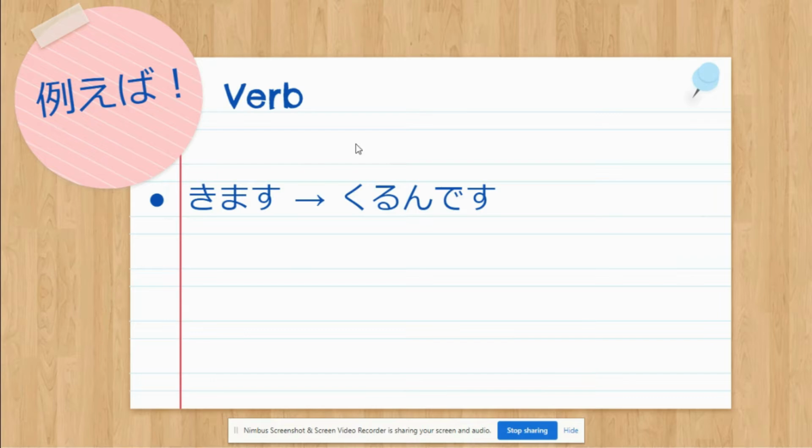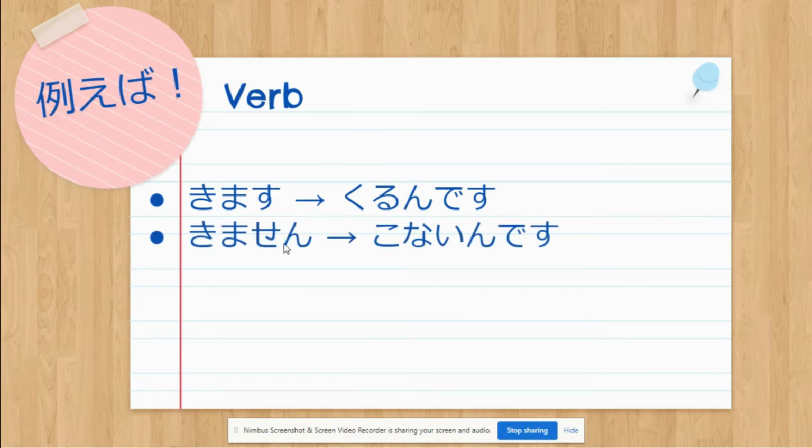Kimasu, kurun desu. So the plain form of kimasu is the dictionary form, which is kuru, and you just have to add en desu. It now becomes kurun desu. Kimasen, that is the negative form. The plain form of this one is konai, and once you add en desu, it becomes konain desu.